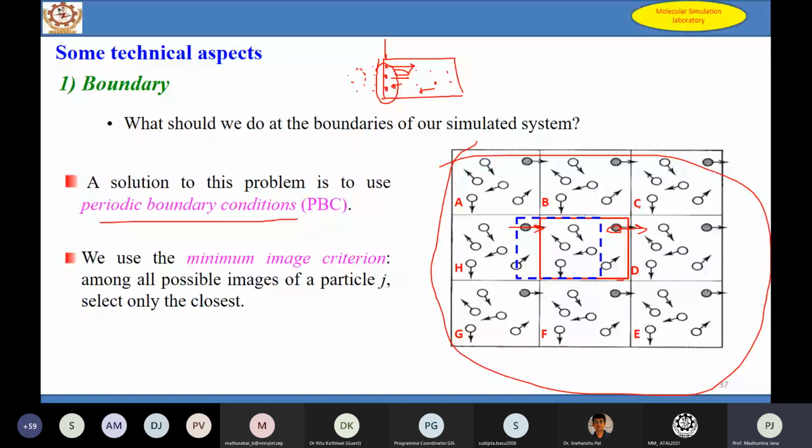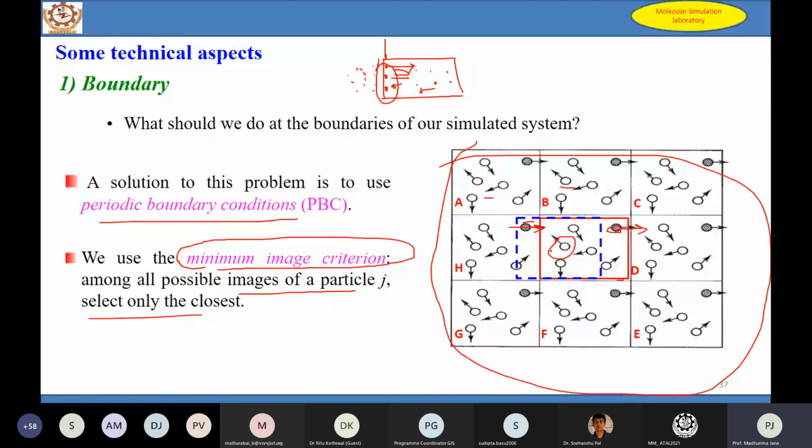Now, since I have a lot of images surrounding my central box, if I calculate the interaction with all of them, the calculation will be very vast and very difficult to carry on. So we have to use the minimum image criterion: among all possible images of particle J, select only the closest one and take that interaction. Otherwise, for this particular atom, there are so many images. So I have to choose the closest jth particle and calculate the interaction with that to minimize the problem.